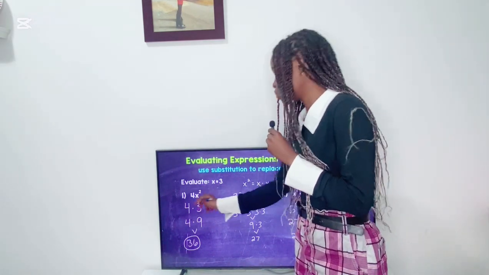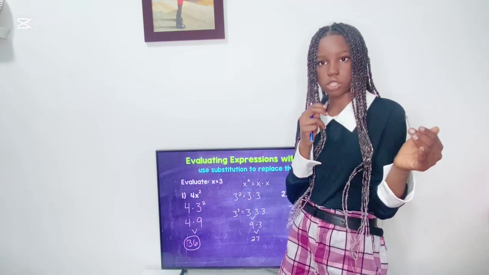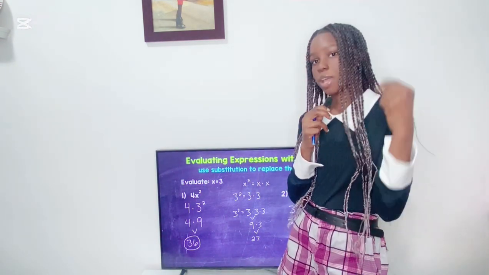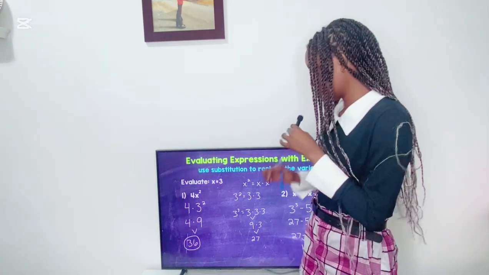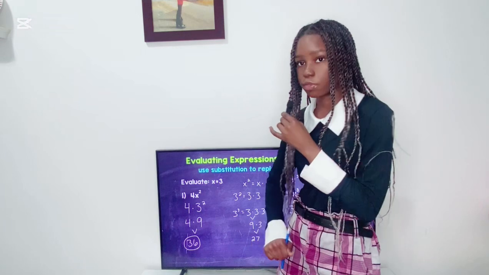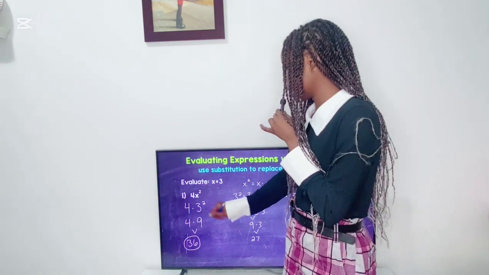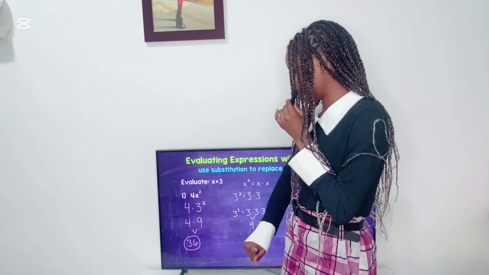We take this one first, because remember, like I said, what comes first in order of operation? We have parentheses, we have exponents secondly. So we're not going to do multiplication first. No, we're not going to do 4 times 3 first. We're going to do 3 times itself. 3 times 3. We're going to take exponents first.